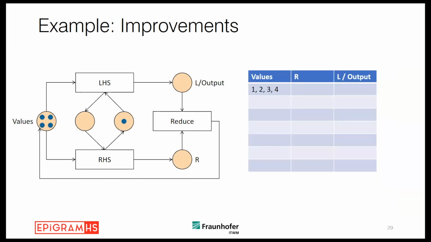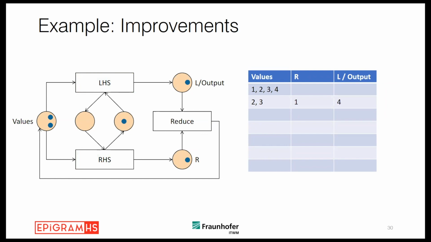So we take again our previous example, 1, 2, 3, 4, and I added a few more intermediate steps because actually overall this is faster. So what does this look like? In the first step, you see LHS takes the first token, RHS takes the second token, and now L and R have each 1 token.